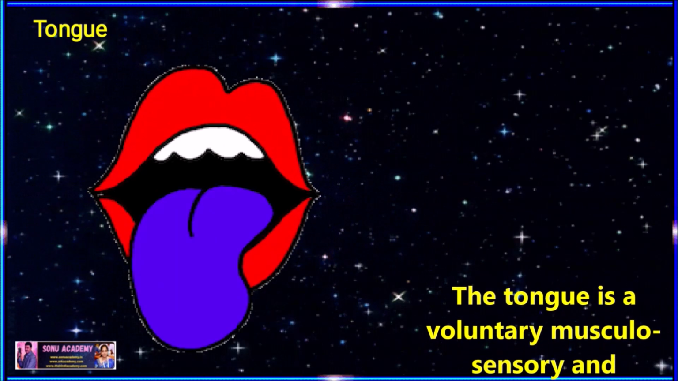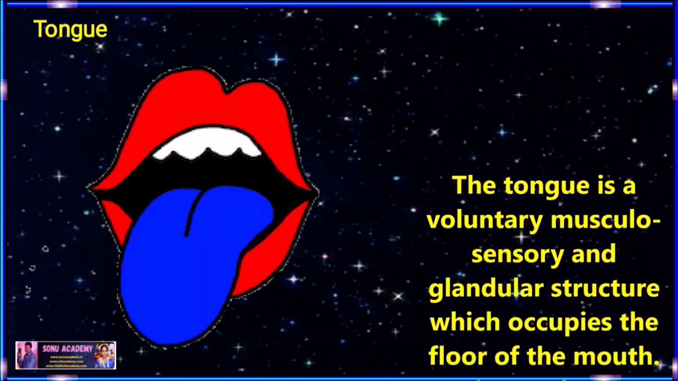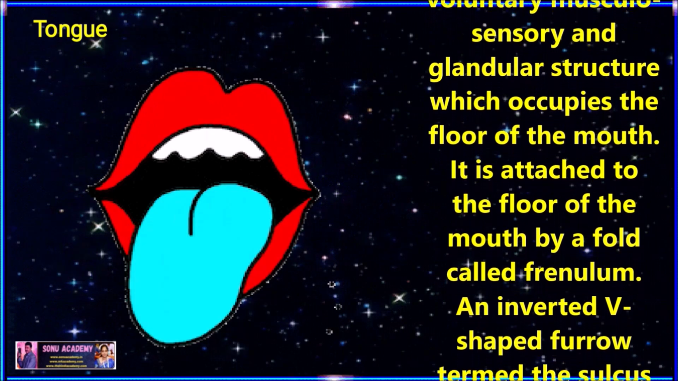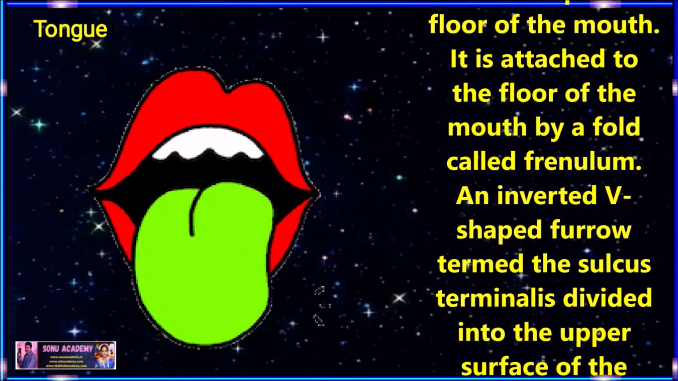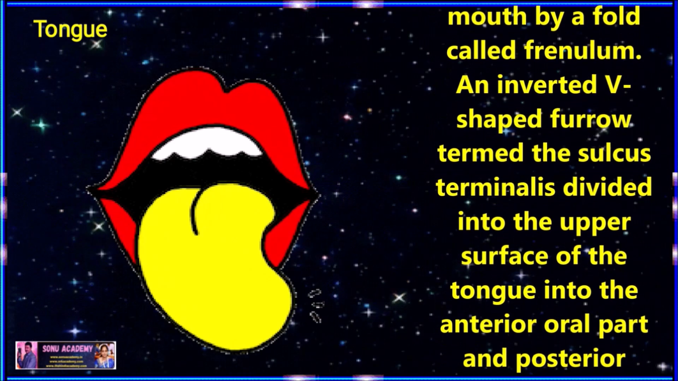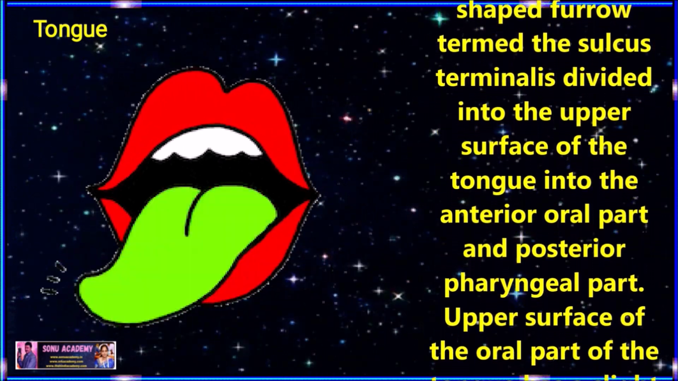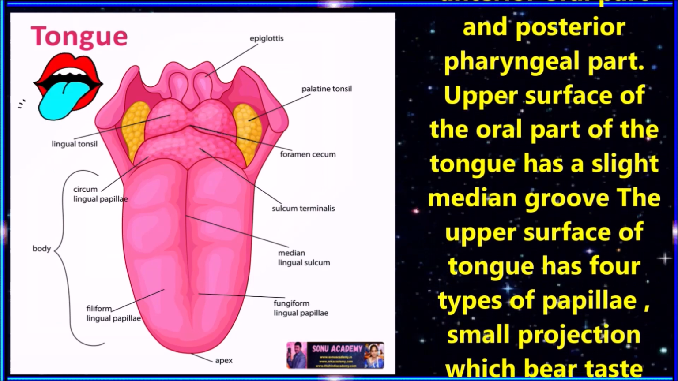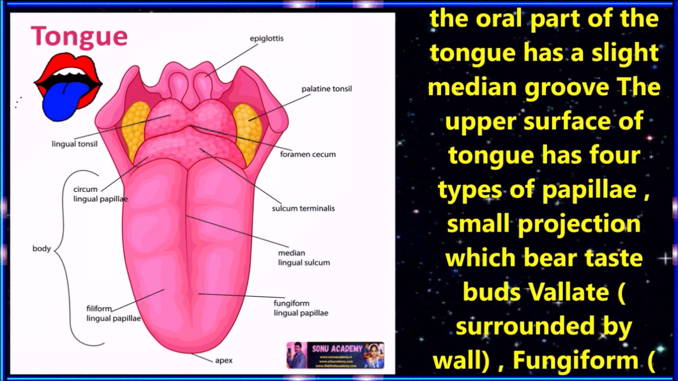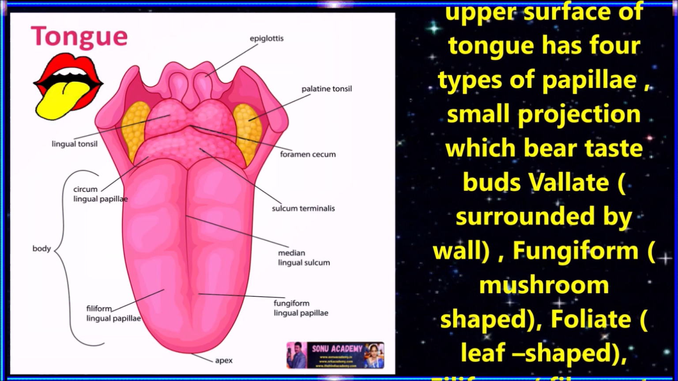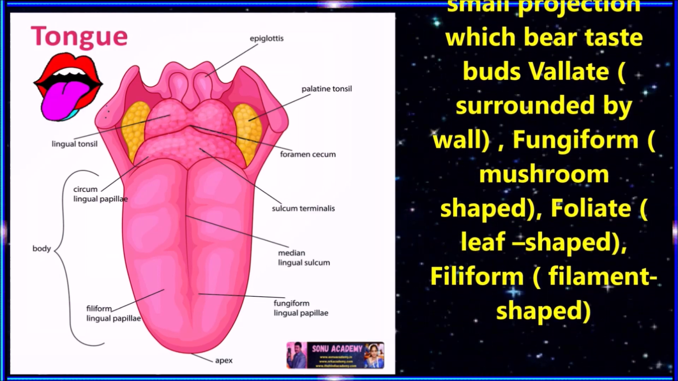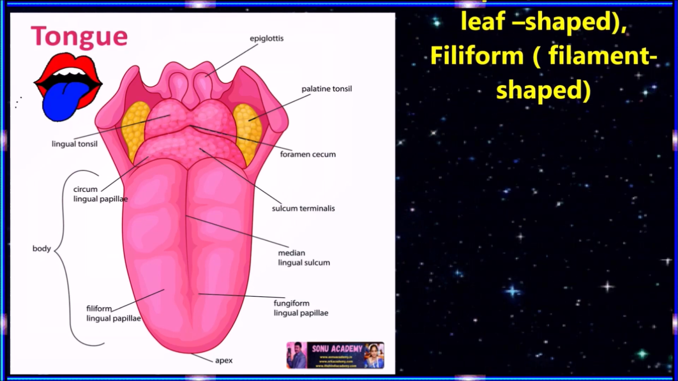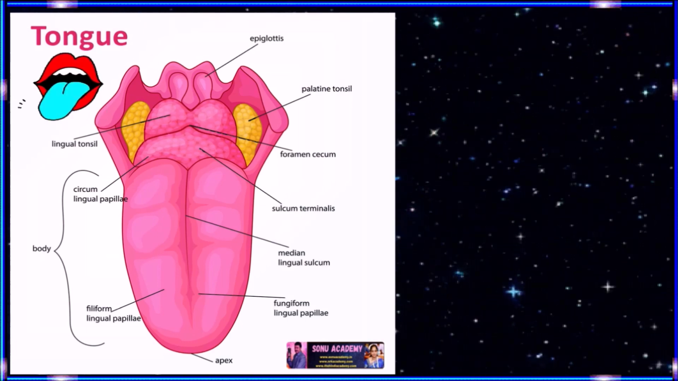Now let us discuss about tongue and its function. The tongue is a voluntary, musculo-sensory and glandular structure which occupies the floor of the mouth. It is attached to the floor of the mouth by a fold called frenulum. An inverted V-shaped furrow termed as sulcus terminalis divides the upper surface of the tongue into the anterior oral part and posterior pharyngeal part. The upper surface of tongue has 4 types of papillae, the small projections which bear taste buds: vallate surrounded by a wall, fungiform like mushroom shaped, foliate leaf shaped, and filiform filament shaped structures are present on the papillae.